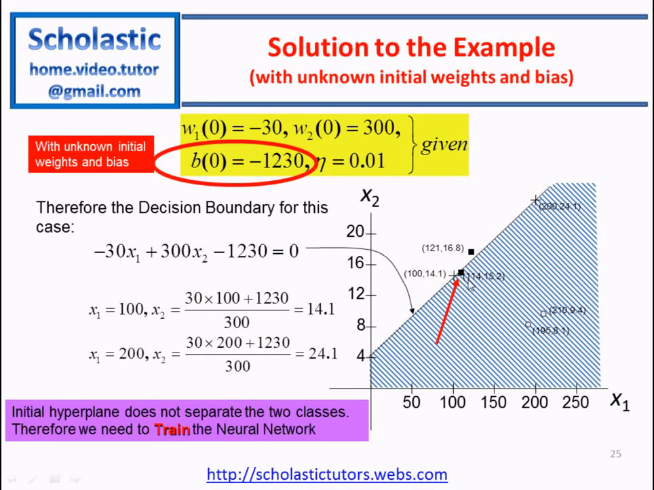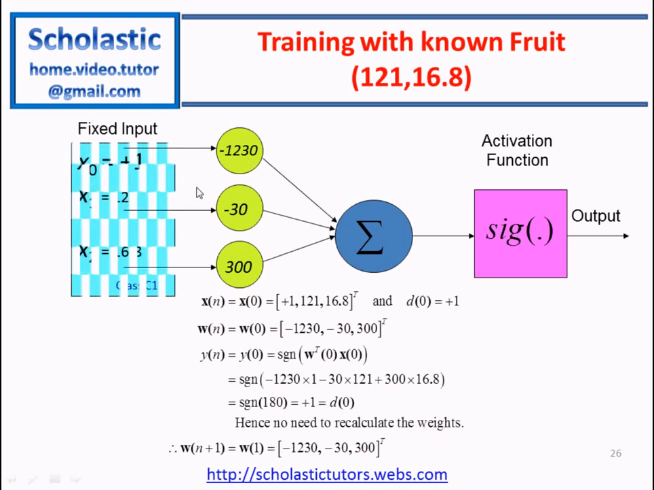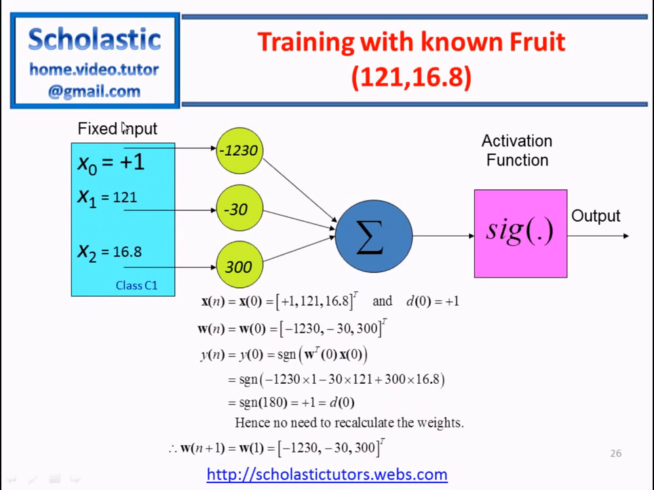Now we can see that it does not belong to the correct class, so we are going to train using the known fruits. We have the known fruit 121, 16.8. That's the first fruit in the first class, and we have the unknown weights. Basically, we assume that these are unknown and we need to find the correct weights. So we give the fixed input, which is 1, and our vector 121, 16.8, and it goes through the weight vector, the same as what we did previously.